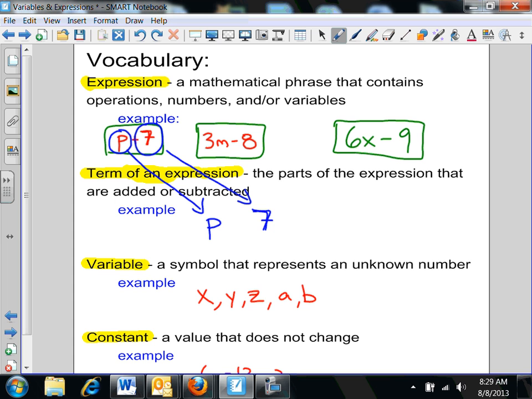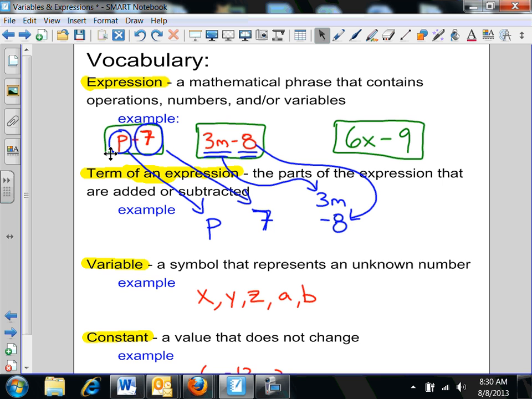For the second expression up here, the 2 terms are 3m and negative 8. That would be a negative 8 because it's subtracted. So those are the 2 terms of the expression: 3m and negative 8. So the first 2 vocabulary terms.